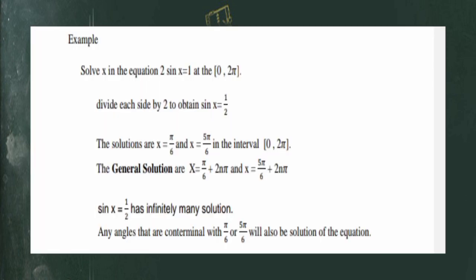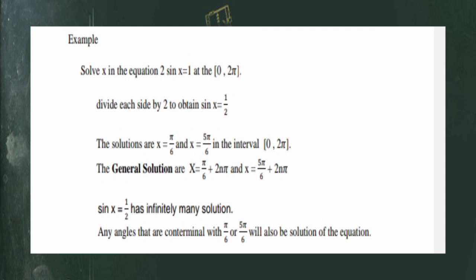For example, solve for x in the equation 2 sine x equals 1 in the interval 0 to pi. Divide each side by 2 to obtain sine x equals 1/2. So the solutions are x equals pi over 6 and x equals 5 pi over 6 in the interval of 0 and 2 pi.